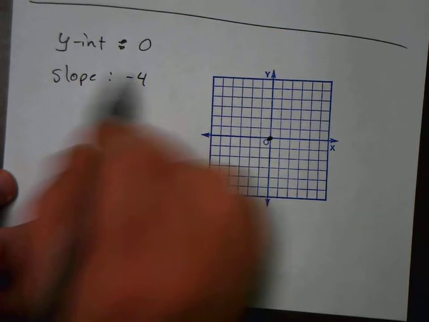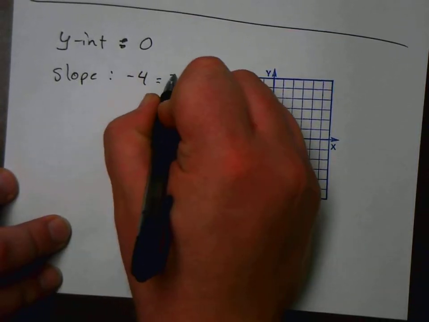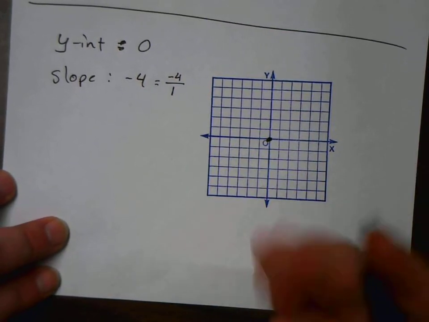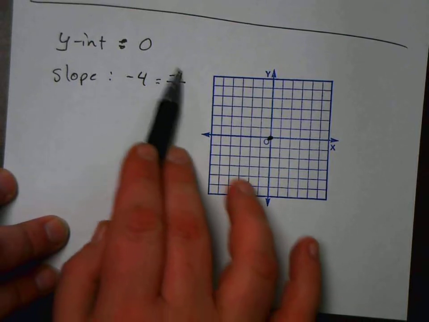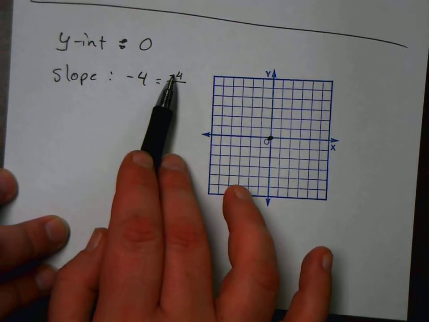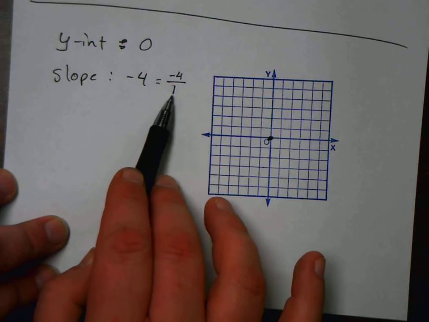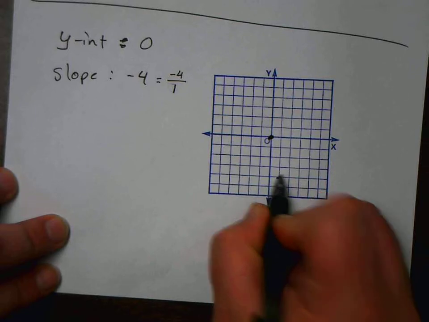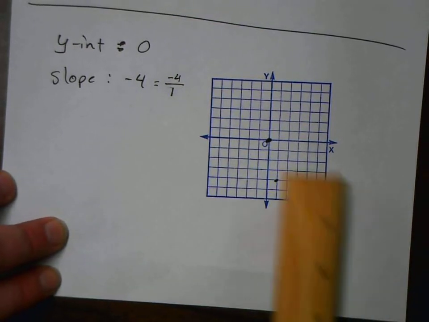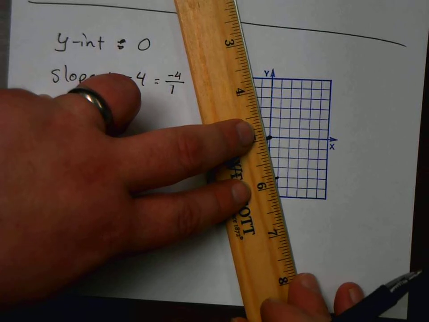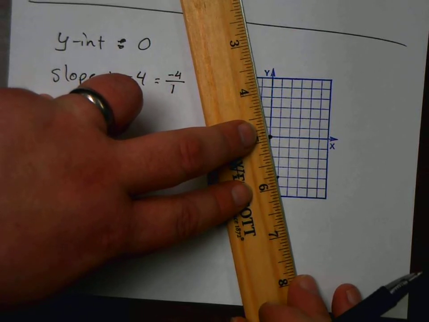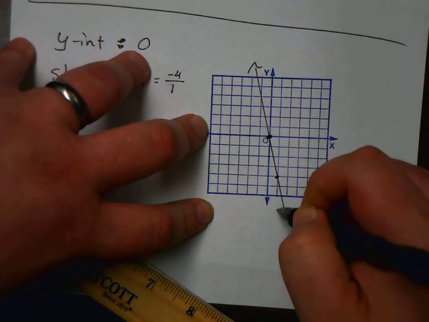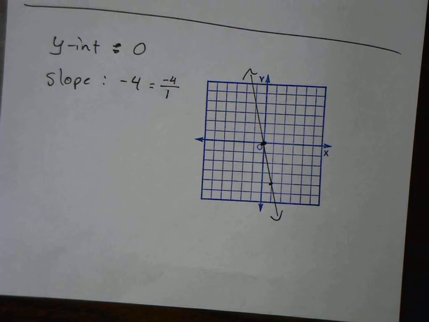So I'm going to turn -4 into a fraction by saying -4 over 1. And now I can count my slope. So I'm going to go down 4 units because it's negative and I rise with the sign. And then I'm going to go to the right 1 unit. So down 1, 2, 3, 4, and to the right 1. Again, rise with the sign, run to the right. And now I can graph that line.